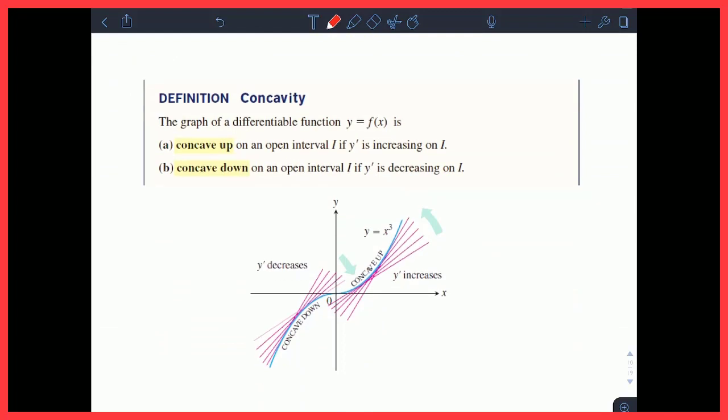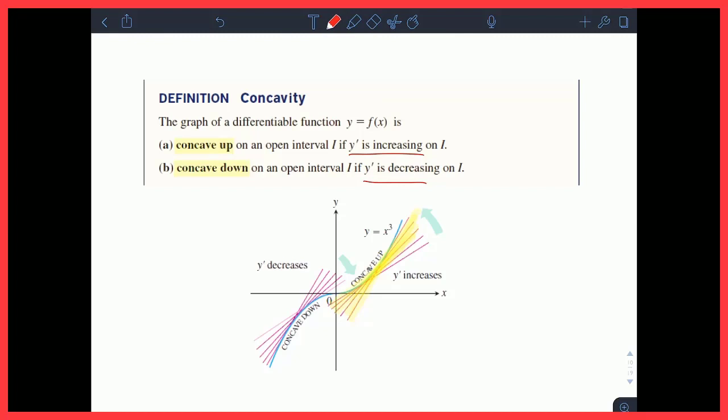A graph is said to be concave up if its first derivative increases, and concave down if its first derivative decreases. So look at the relationships of the tangent. In the positive region, for example, if you keep drawing tangents as x grows, notice that the slope of your tangents is increasing. They're getting steeper and steeper and steeper. And the same in the negative region. And so that's what concavity actually is.